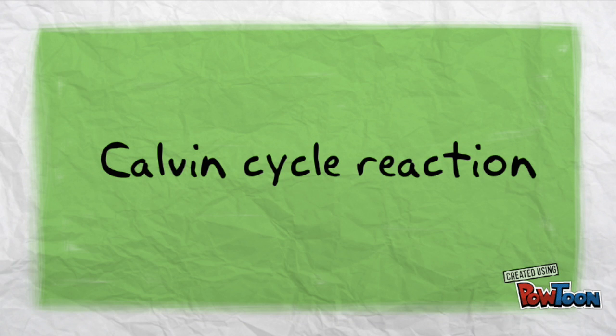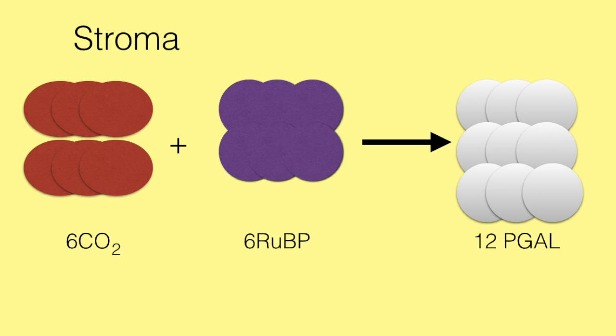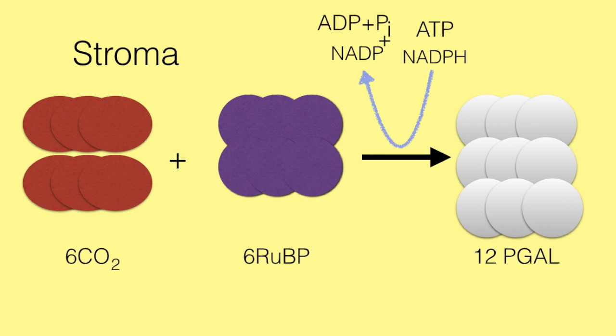The Calvin cycle reaction occurs in the stroma. We need 6 carbon dioxide and 6 RuBP to produce 12 PGAL. And also we are going to need 12 NADPH and 12 ATP for the energy.